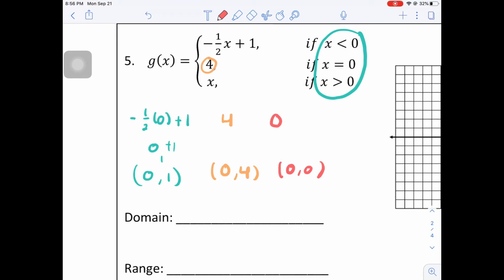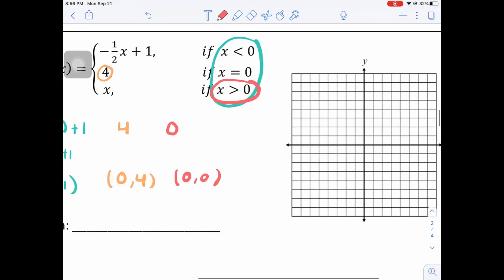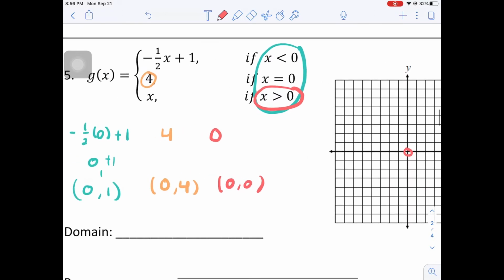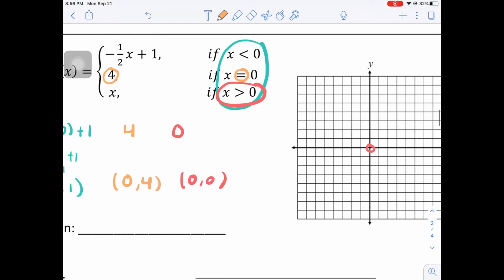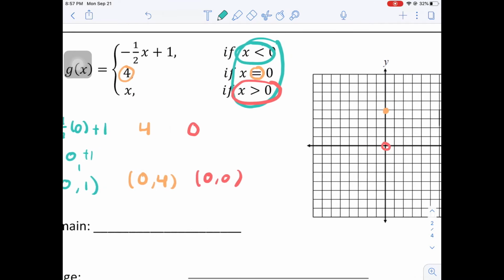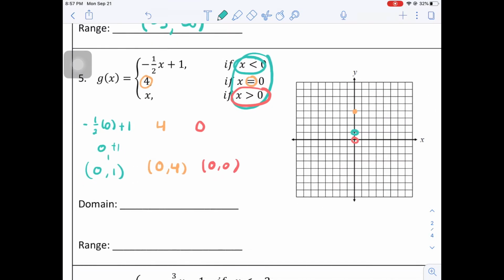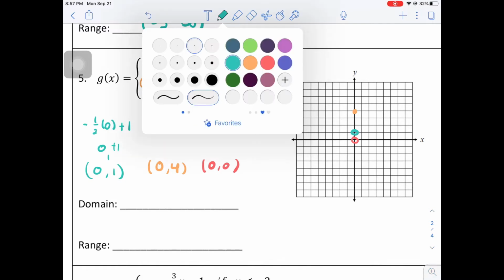So now we need to go through and make sure, is it open circle or closed circle? So at 0, 0, that's this value right here, no equal to sign, so we'd be open circle. 0, 4, that's our equal to sign, so then that's going to be our point, so 1, 2, 3, 4. And then the last one, when x is less than 0, that's going to be an open circle because it's not equal to, so 0, 1, it's going to be an open circle, okay? So those should be the 3 points that we have at 0.